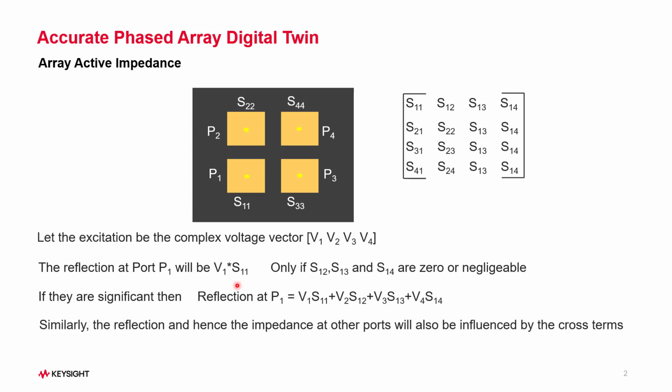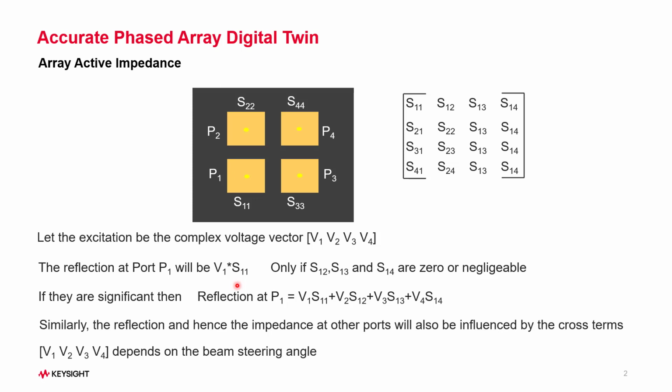All of these reflections, as we can see, depend not only on the reflection coefficient at that port, but also on the cross terms in the S matrix. They also depend on the incident voltage, not just the incident voltage at that port, but the incident voltages at other ports. Another interesting phenomenon here is, as we steer the beam, we are changing V1, V2, V3, V4 phases.